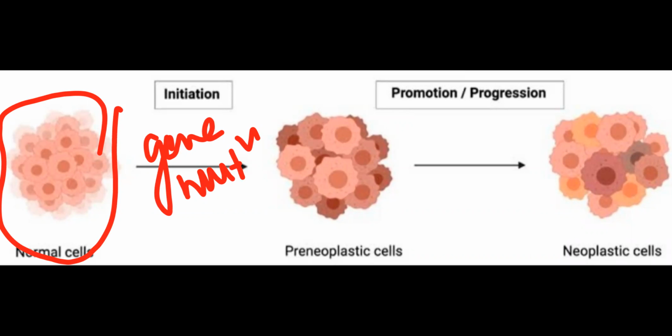This is called neoplasm. A new type of growth occurs. That is the word given, neoplasm.